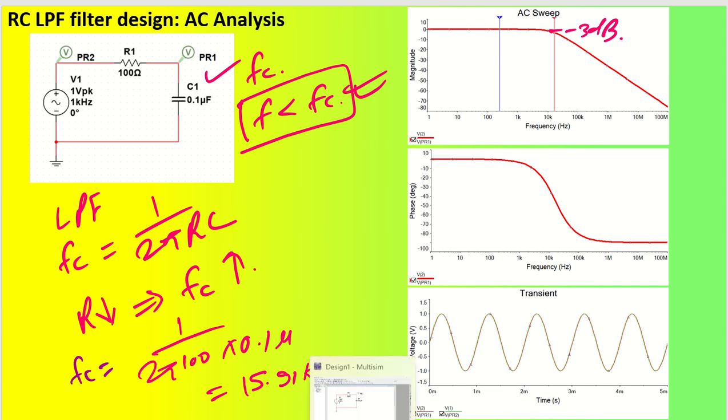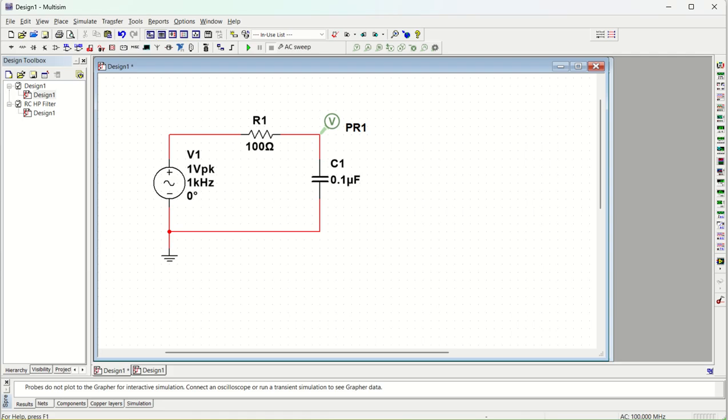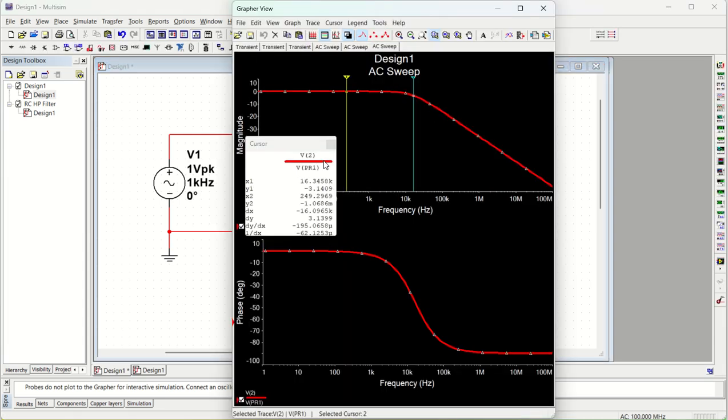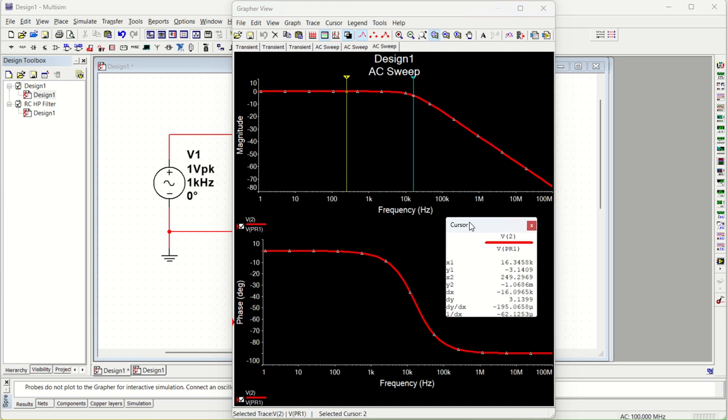Let us see what we have: a low pass filter. In this low pass filter we have an AC source of 1 kilohertz, and R1 and C1, which set the cutoff frequency of the low pass filter. If we simulate this, we get our Bode plot with the magnitude plot and phase plot. I have put the cursor here at 3 dB, and you can see minus 3 dB is almost there.